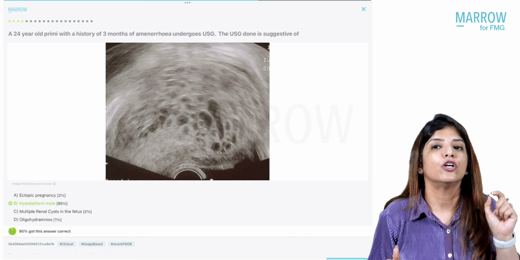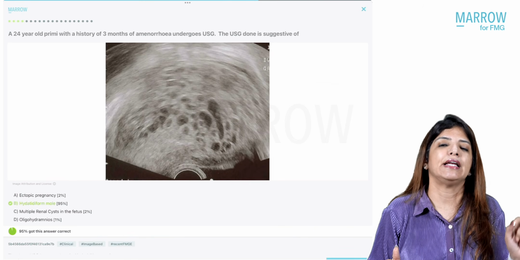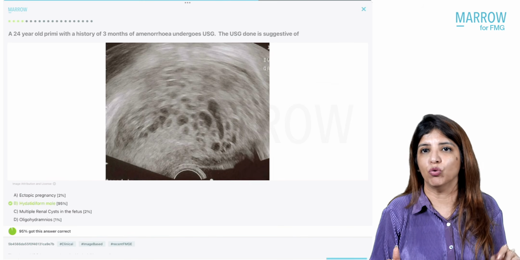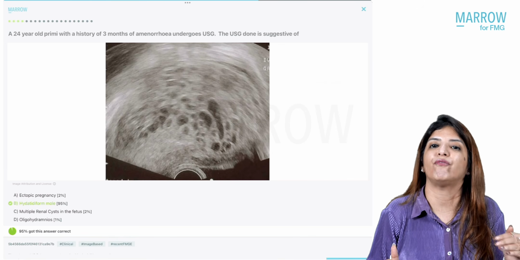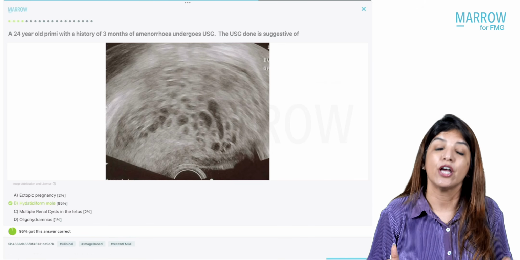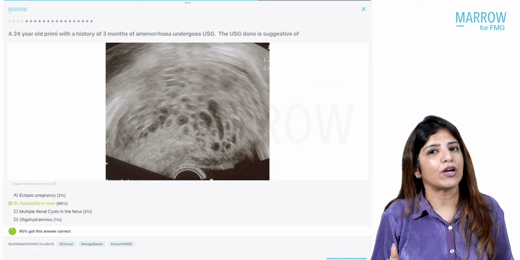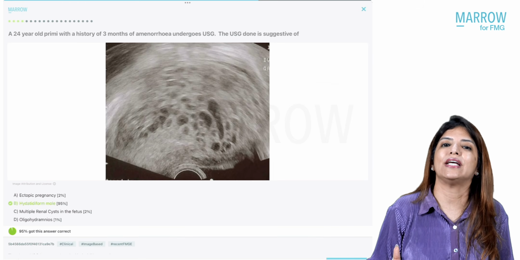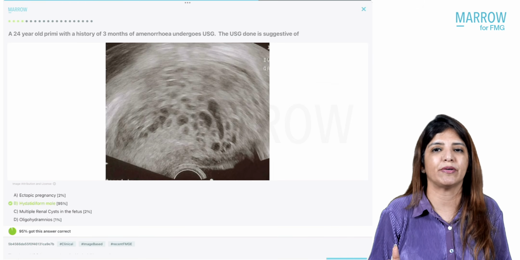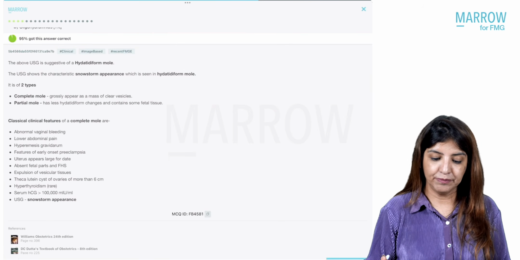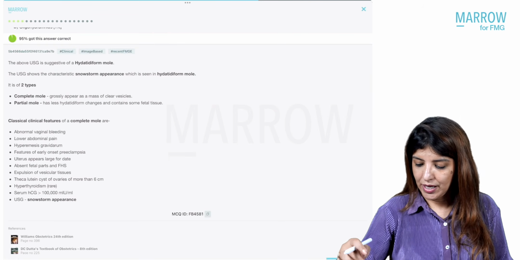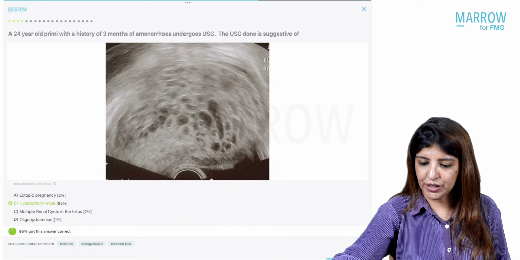Please remember, snowstorm appearance is seen in case of complete mole. What is the other name for complete mole? Hydatidiform mole or vesicular mole, right? What is the karyotype of a complete mole? A complete mole is diploid and the most common karyotype is 46XX. Clear? Right? Okay.